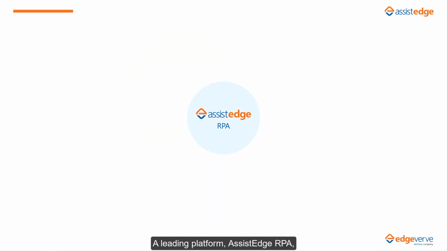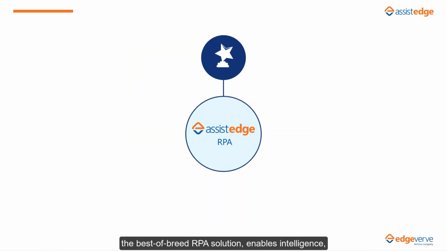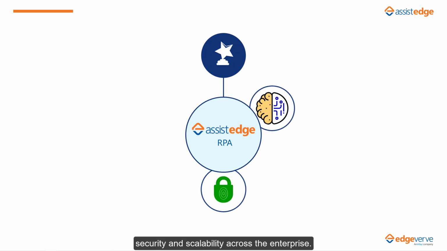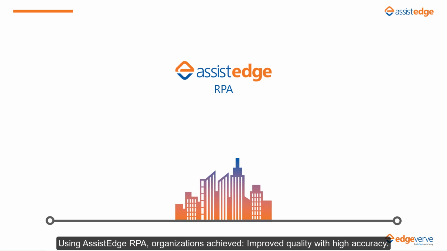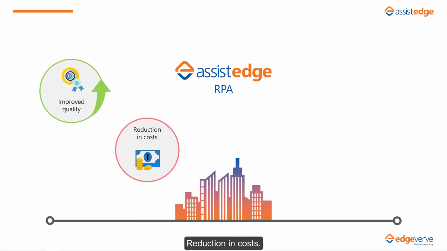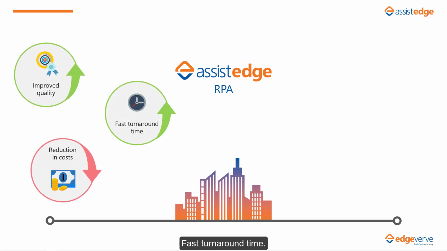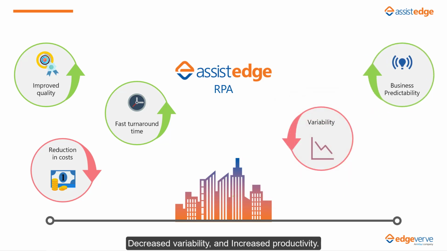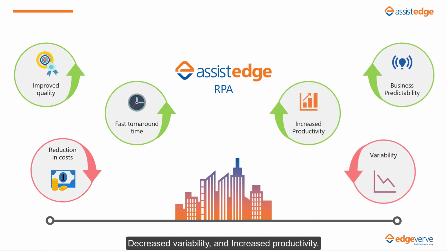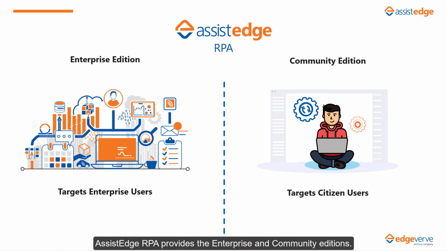A leading platform, AssistEdge RPA, the best-of-breed RPA solution, enables intelligence, security, and scalability across the enterprise. Using AssistEdge RPA, organizations achieved improved quality with high accuracy, reduction in cost, fast turnaround time, increased business predictability, decreased variability, and increased productivity. AssistEdge RPA provides the Enterprise and Community editions.